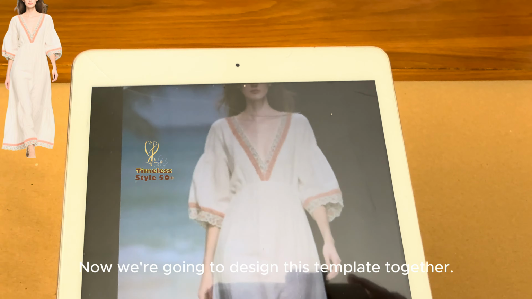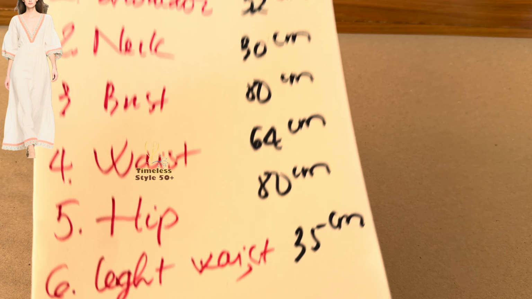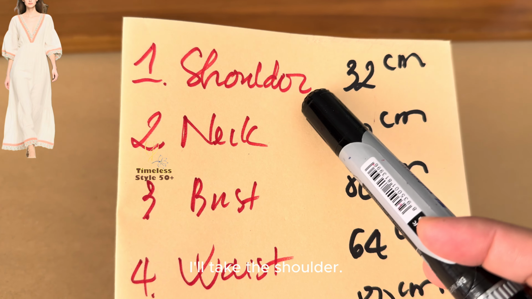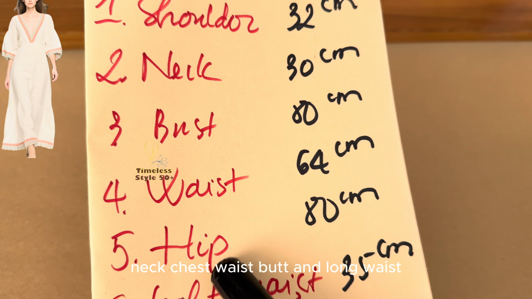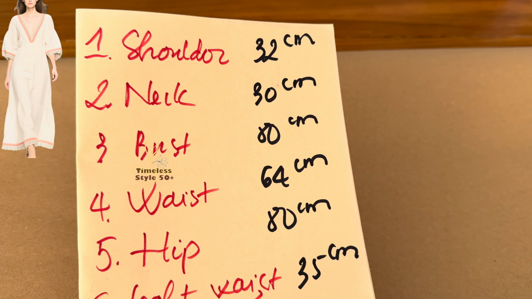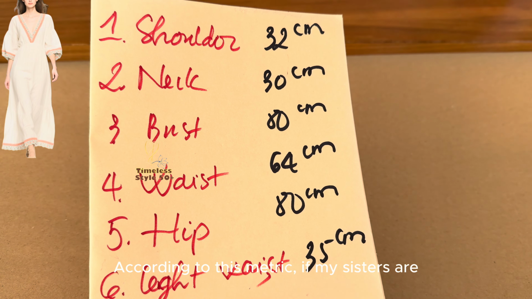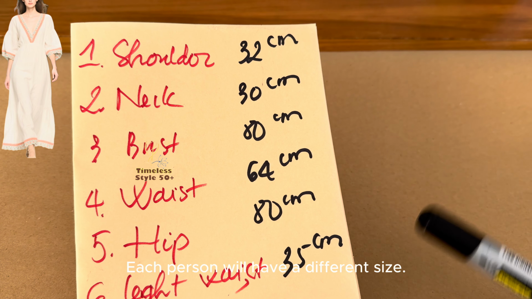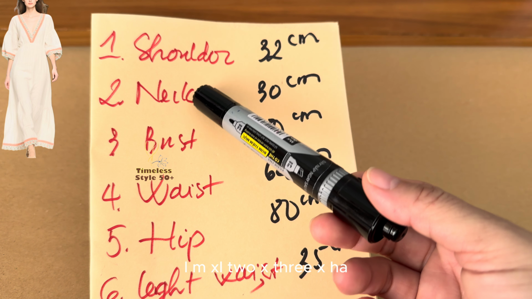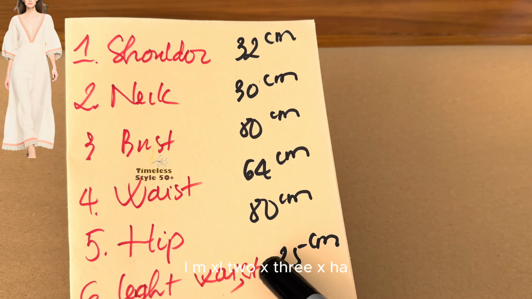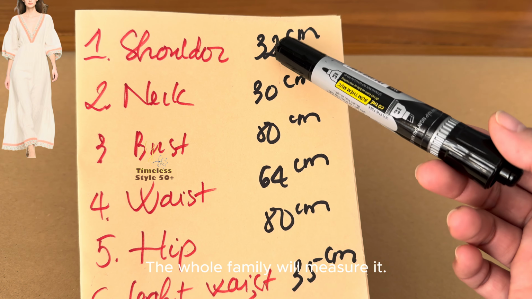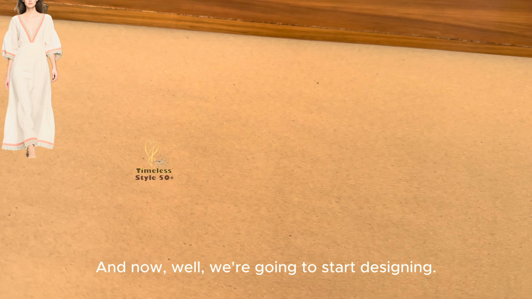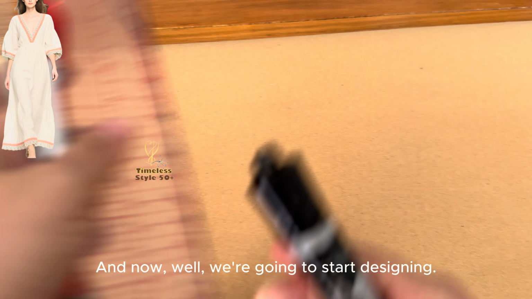Now we're going to design this template together. With this model, I'll take the shoulder, neck, chest, waist, butt, and long waist. According to this metric, each person will have a different size. The whole family will measure it. We will change the black number next to this. And now, we're going to start designing.